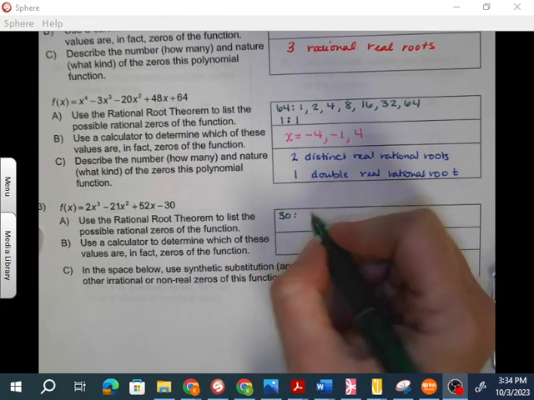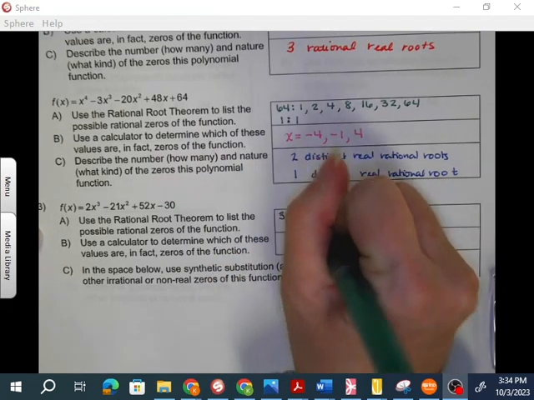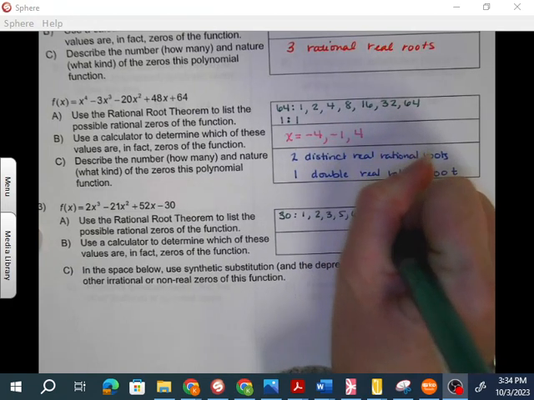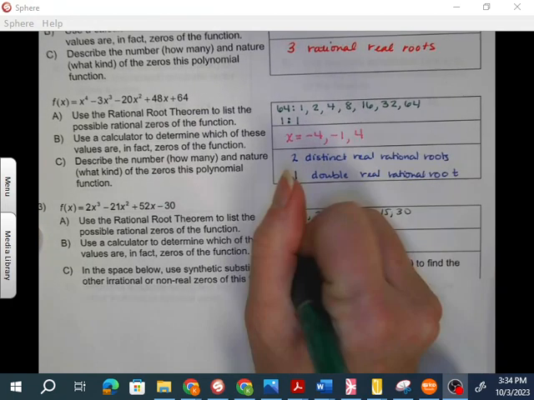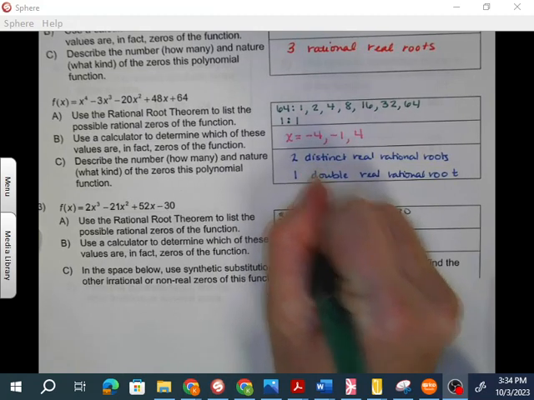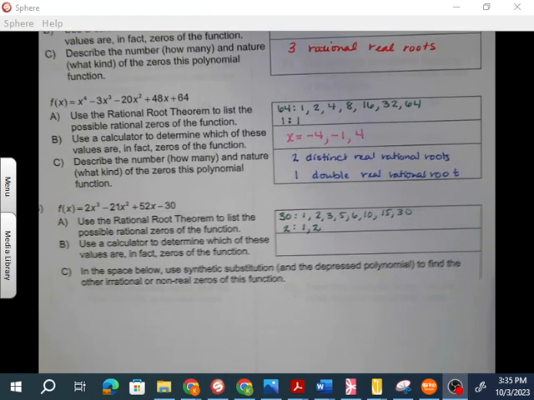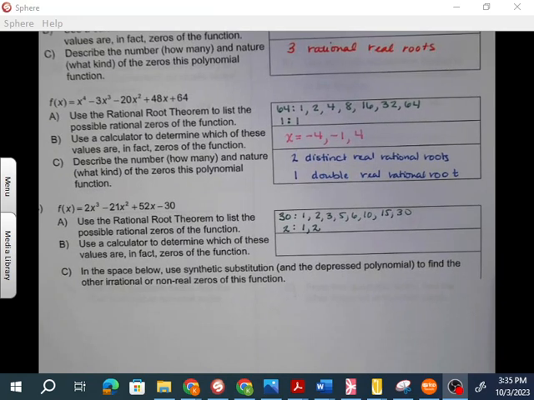Doesn't matter, remember, because we're going to put plus or minus on all of them anyway. 1, 2, 3, 5, 6, 10, 15, and 30. This time, it's the factors of 2, so 1 and 2, which means my list is a little longer. Because I have positive and negative 1, 2, 3, 5, 6, 10, 15, and 30.